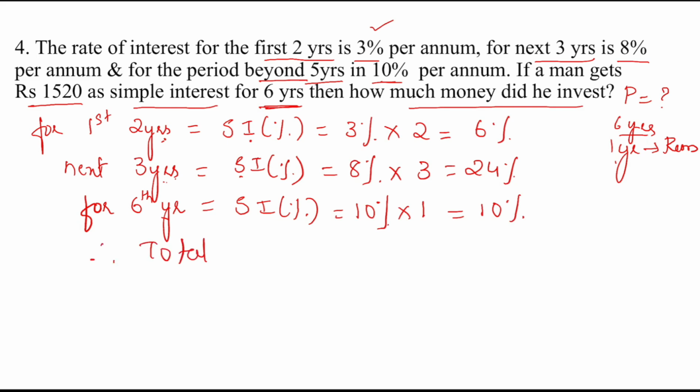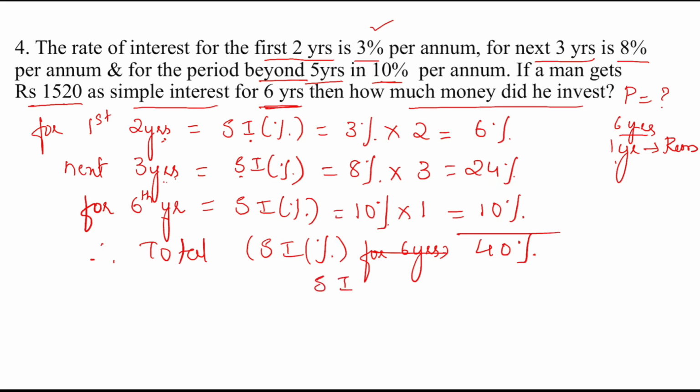So total SI percent for 6 years is how much? Totally it is 6 plus 24, 30, plus 10 is 40%. This means for the total 6 years, he is getting 40% interest. And in money, we know it is 1520, SI in rupees.